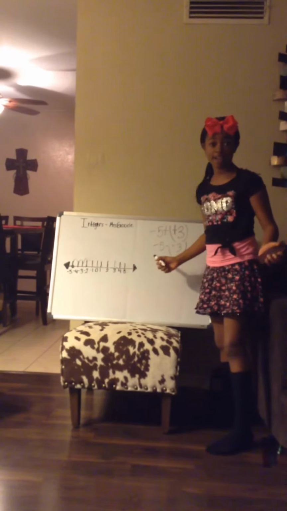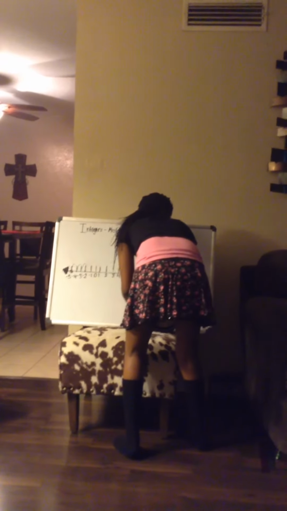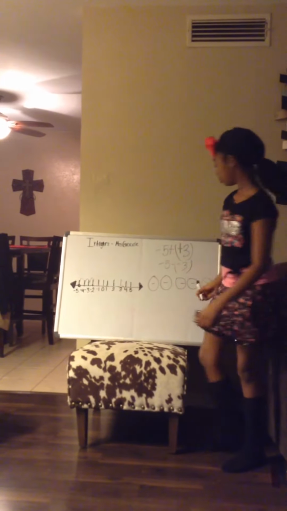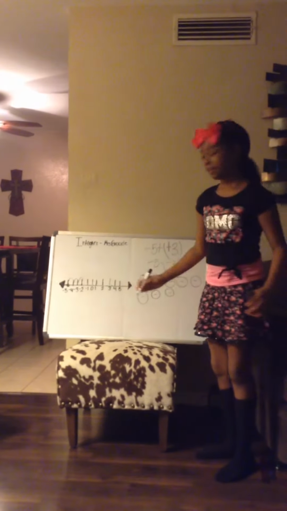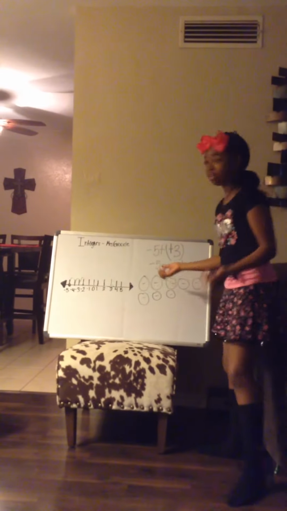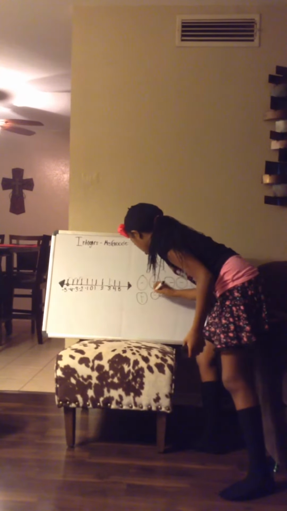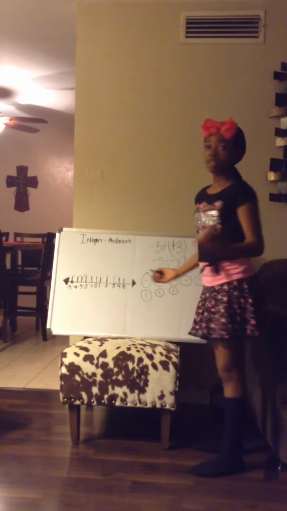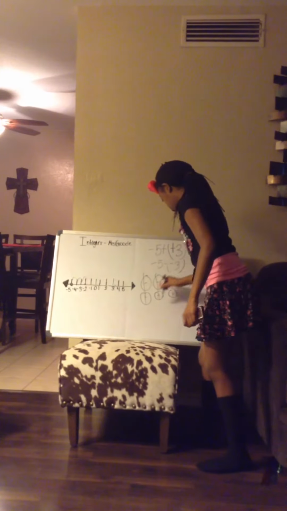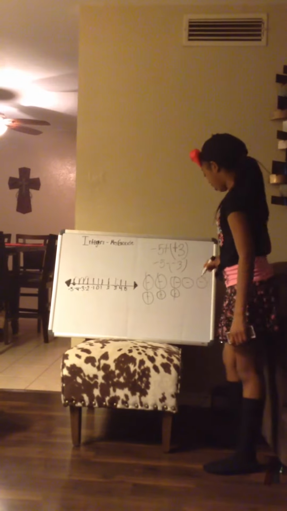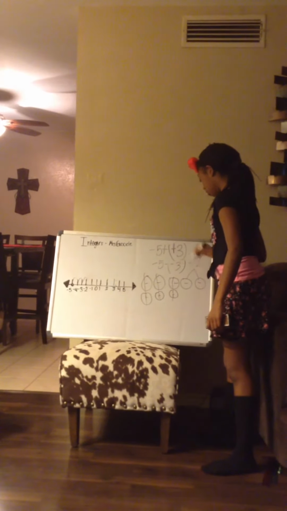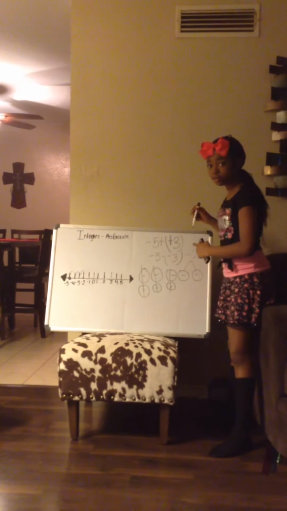We have to draw 5 negative circles, right? Then we have to draw 3 negative circles. This is an easy mistake to make, but you can eventually point it out because there's no positive circles. So you can't use zero pair. But if you do it the correct way, you have 5 negative circles and 3 positive circles. So let's cancel each value out. And we'll have 2 negative circles left. So, -5 minus -3 equals -2.